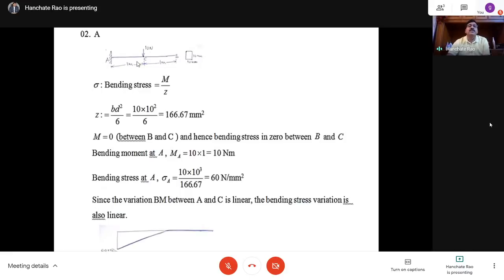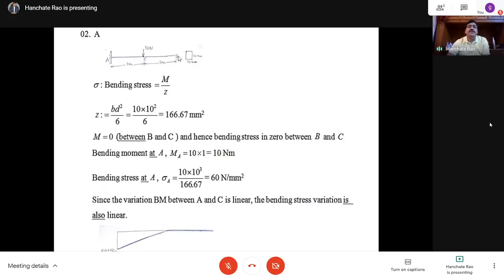AB is the cantilever. C is where the load is acting at midpoint. The cross section is 10 by 10. Okay, bending stress is M by Z. So Z is equal to 1/6 of BD square. So that is 166.67 we can calculate. So between B and C there is no bending moment.